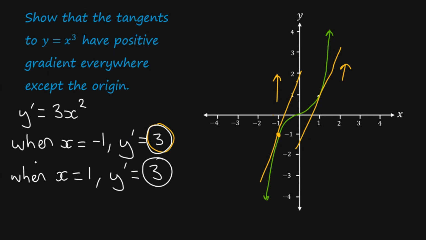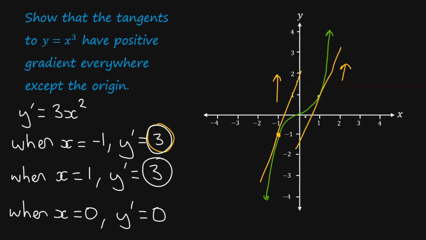Let's have a look now, just as a little bonus, at what happens at the origin. So when x equals 0, we can just put the x coordinate into the derivative. The derivative is going to equal 0. And if you've done any calculus in the past, you'll know that that's a significant result. When the derivative equals 0 on a curve, there's usually something pretty interesting happening. So that's definitely something we'll come back to in future videos.